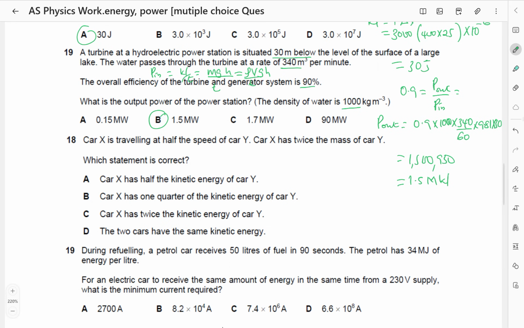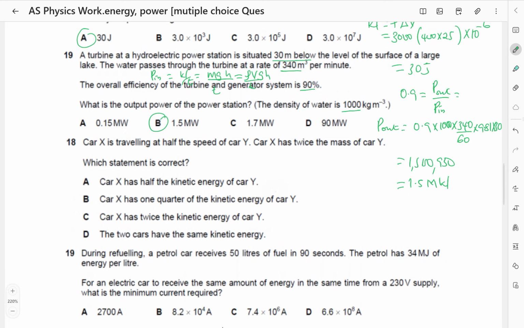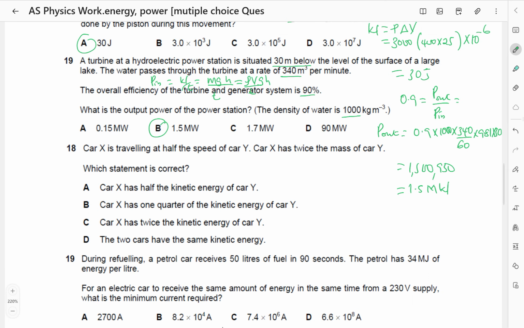Car X is traveling at half the speed of car Y. Car X has twice the mass of car Y. Which statement is correct? So let's just use kinetic energy here. Let's start with car Y. Let its mass be m and its speed be v. So it means the kinetic energy of Y is going to be a half times m times v squared.